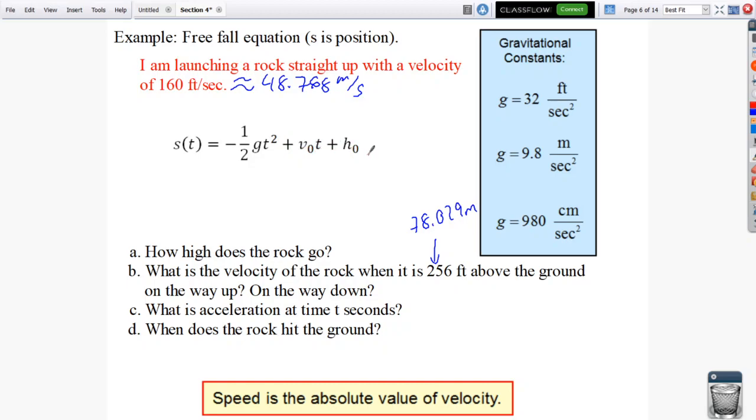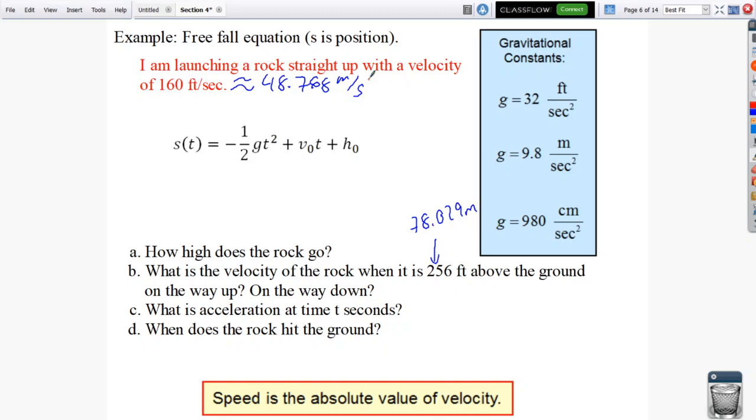A couple of notations in there. G is a constant, depending on what planet you're on, but that is the acceleration due to gravity. V naught, the sub-zero there, indicates that it is the initial velocity. H naught, or h sub-zero, is the initial height of the object that you are throwing in the air. And of course, t is time. In this case, we can interpret time as measured in seconds.